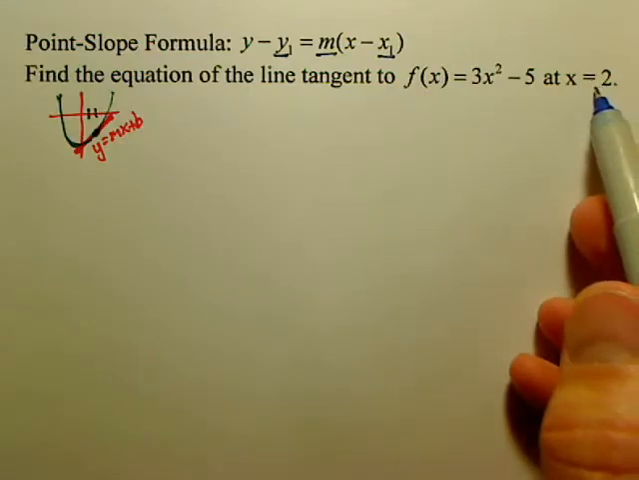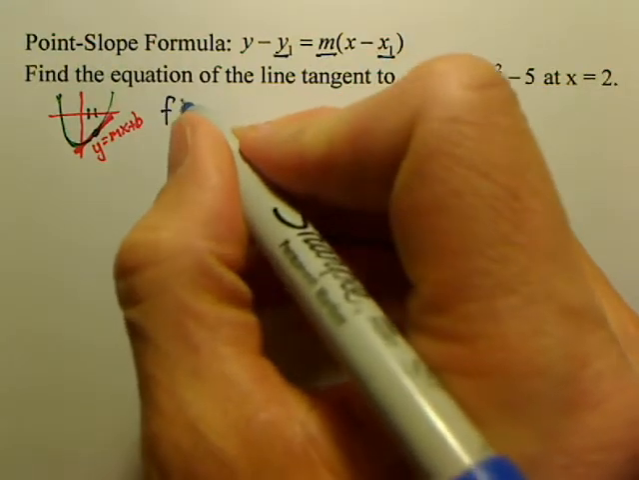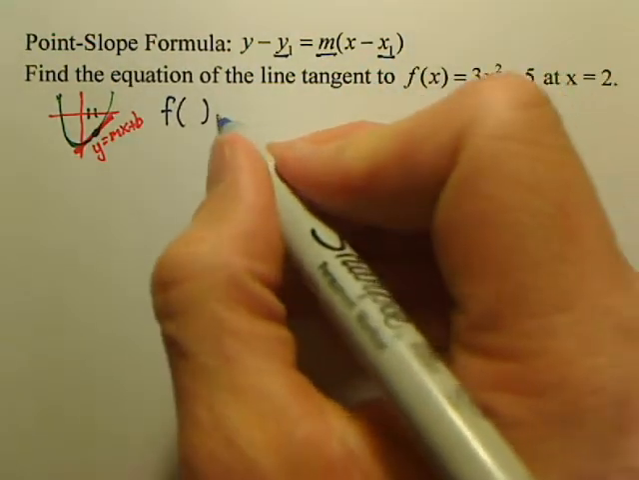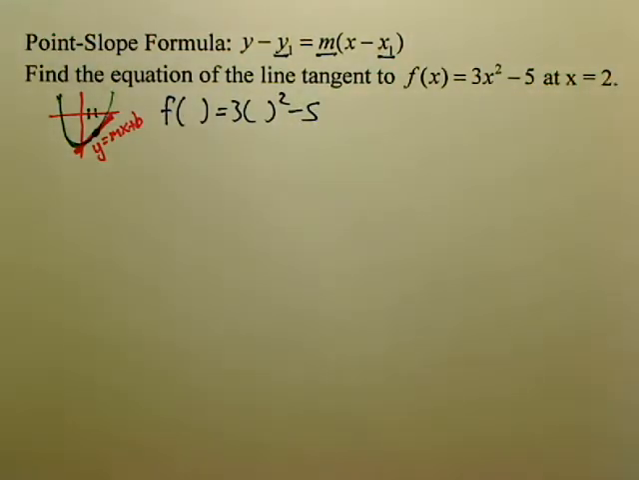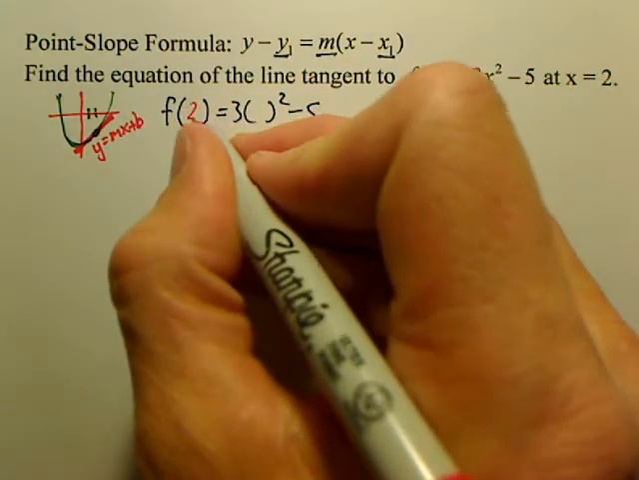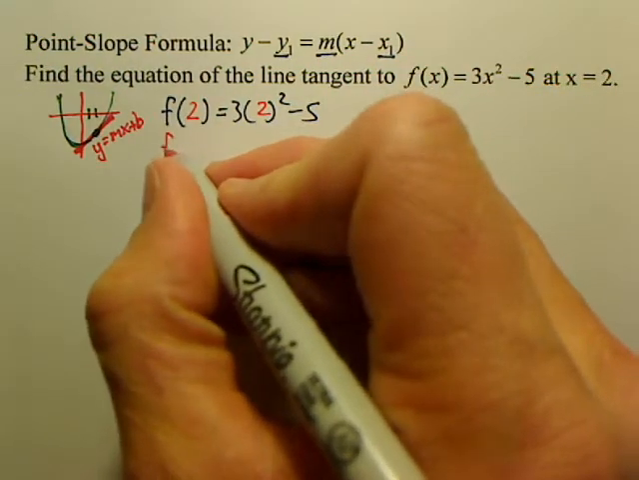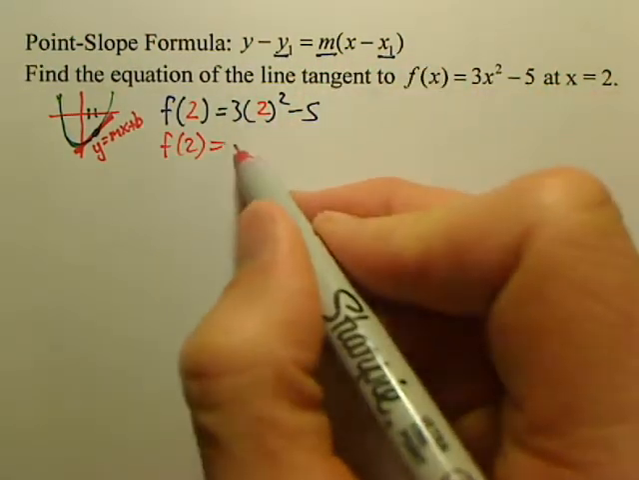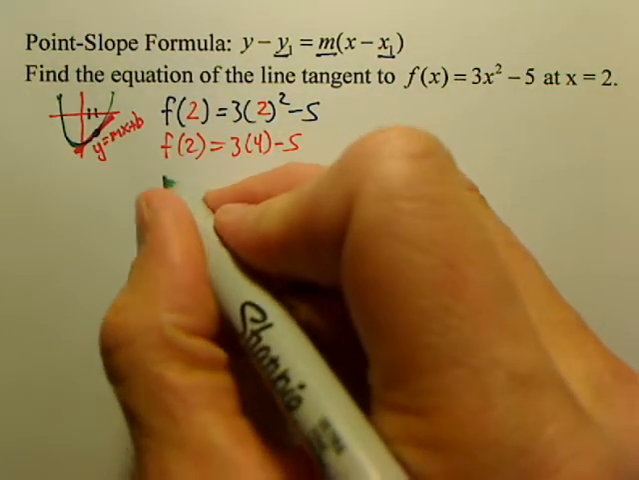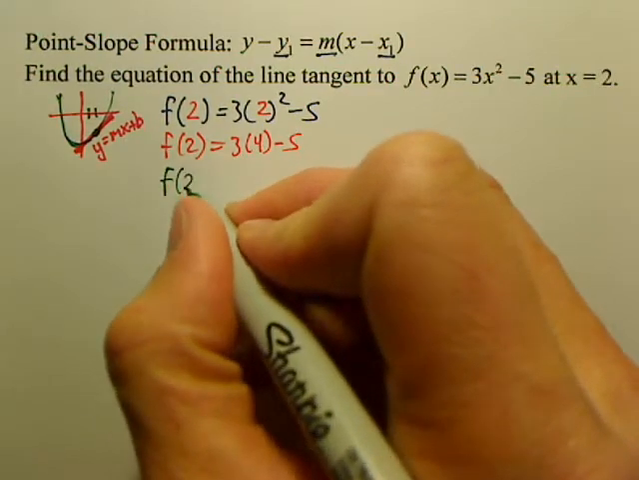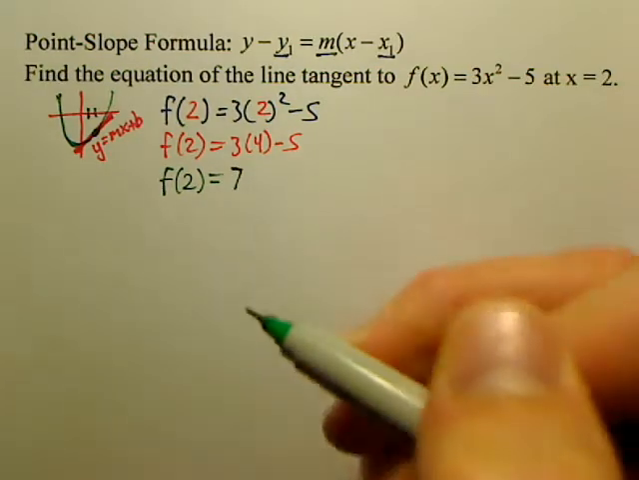So let's find the coordinate. I know x equals 2, so to find the y value or the output, we plug 2 into the function. So I'm going to first do f of x equals 3x squared minus 5, and I'm going to plug in 2. So I'm going to find f of 2. This will give me the coordinate. What is f of 2 going to equal? Well, f of 2 is going to be 3 times 4 minus 5, which is 12 minus 5, which would be 7.